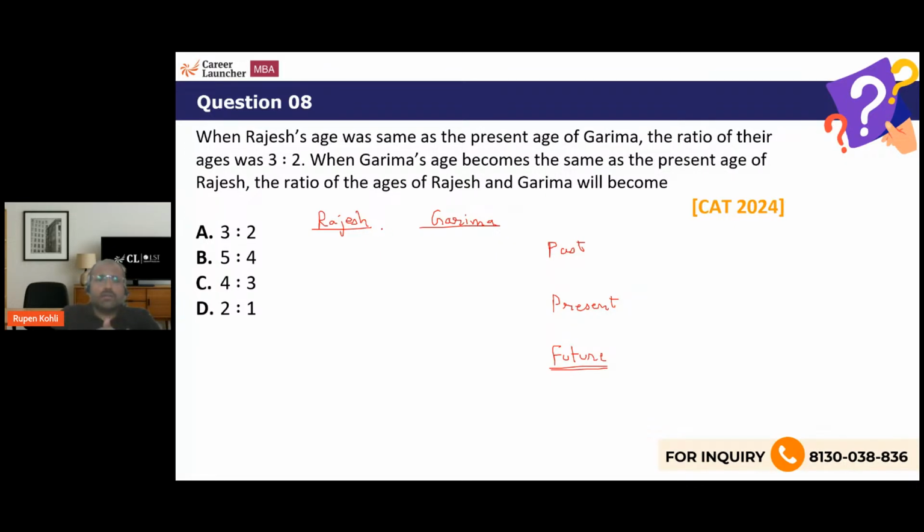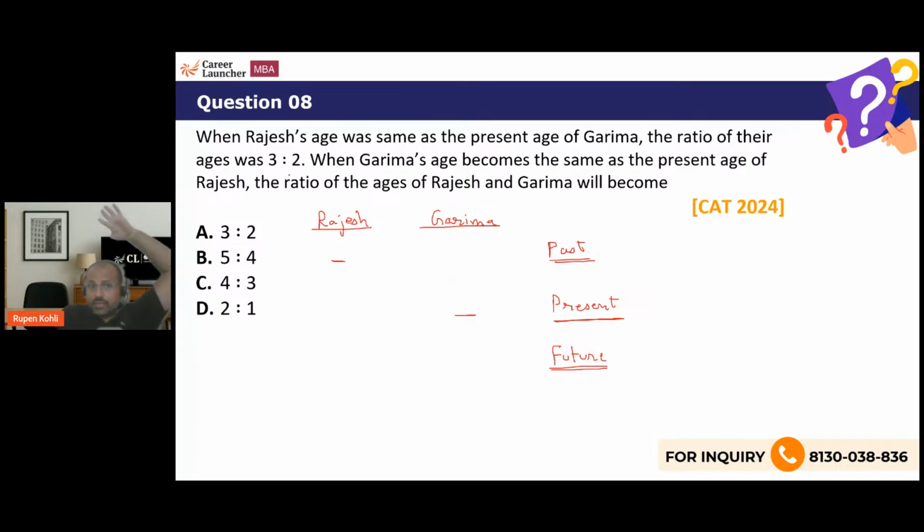Because you don't see any number over here, you only see a ratio, and the answer is also expected only in terms of a ratio. So since the actual value of age in years is not there, we are typically expecting to write the ages in terms of a single variable using ratio, right? So when Rajesh's age was the same as the present age of Garima, these two are equal. The ratio of their ages was 3 to 2.